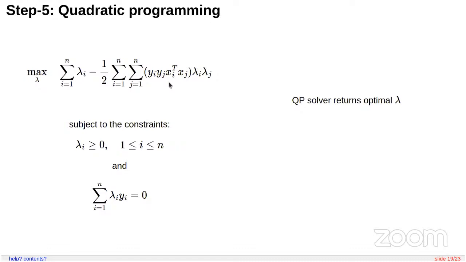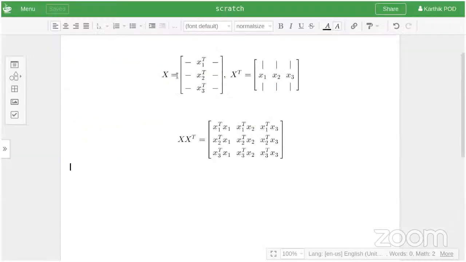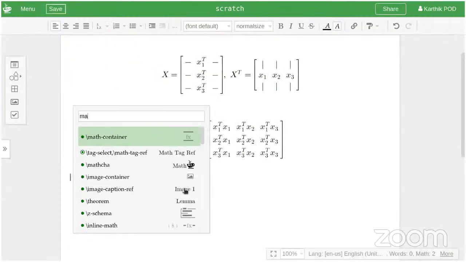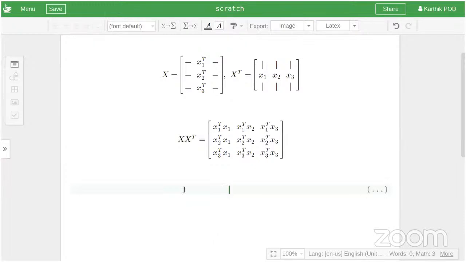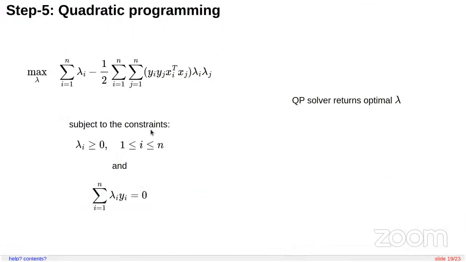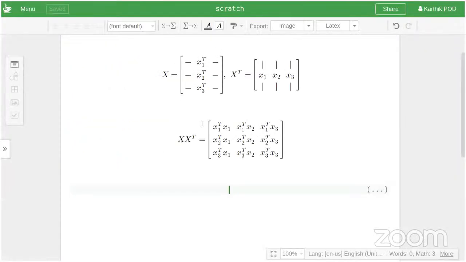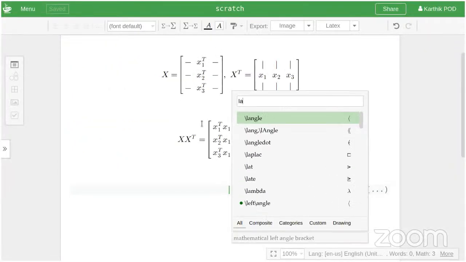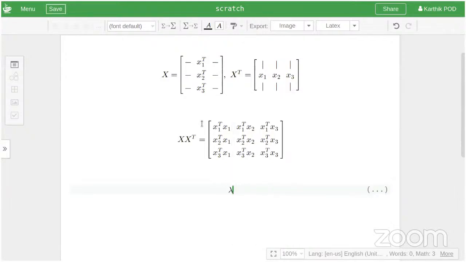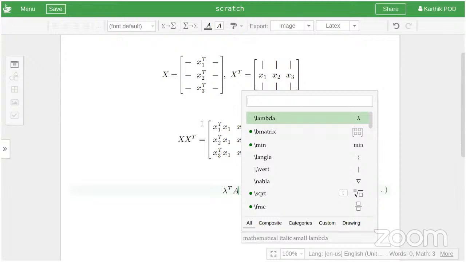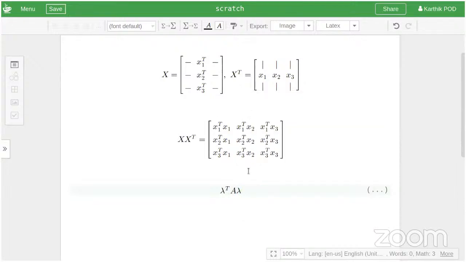programming solvers where you plug in this matrix. So for example, the whole thing can be represented as a matrix. If you remember the positive definite, semi-definite ideas in MLF, you can write this expression as lambda transpose A lambda, where A is this x transpose times something.